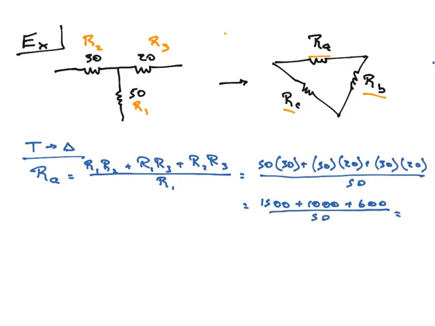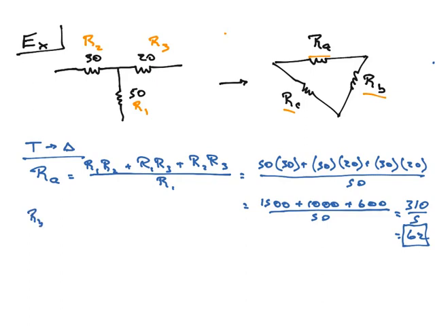Okay, so 1500 plus 1000, that's 2500 plus 600, that is 3100. 3100 over 50 is the same as 310 over 5. 5 goes into 31 6 times with 2 left over, so it's 62. So RA would have to be 62. Now I need RB.